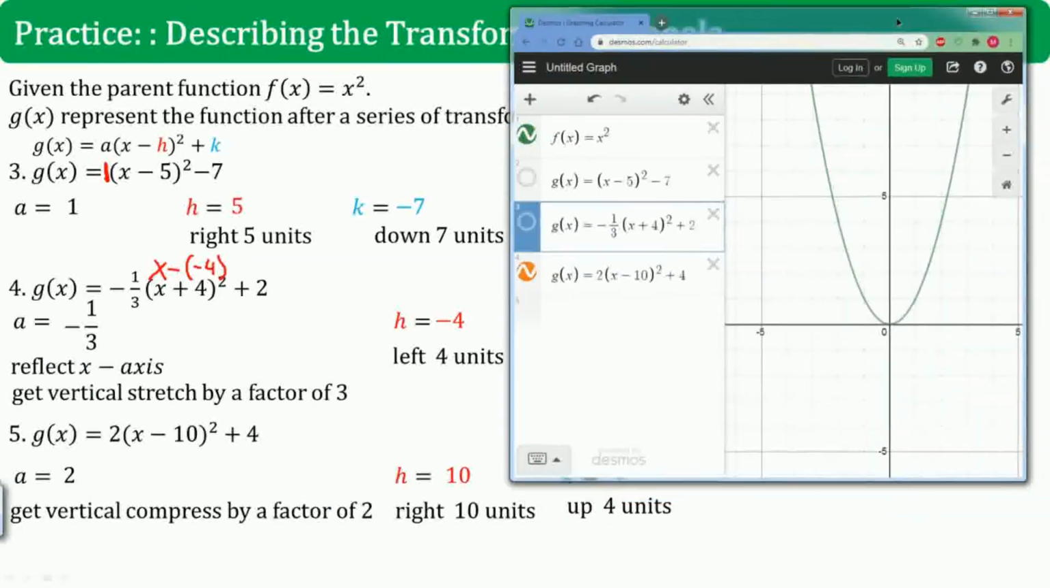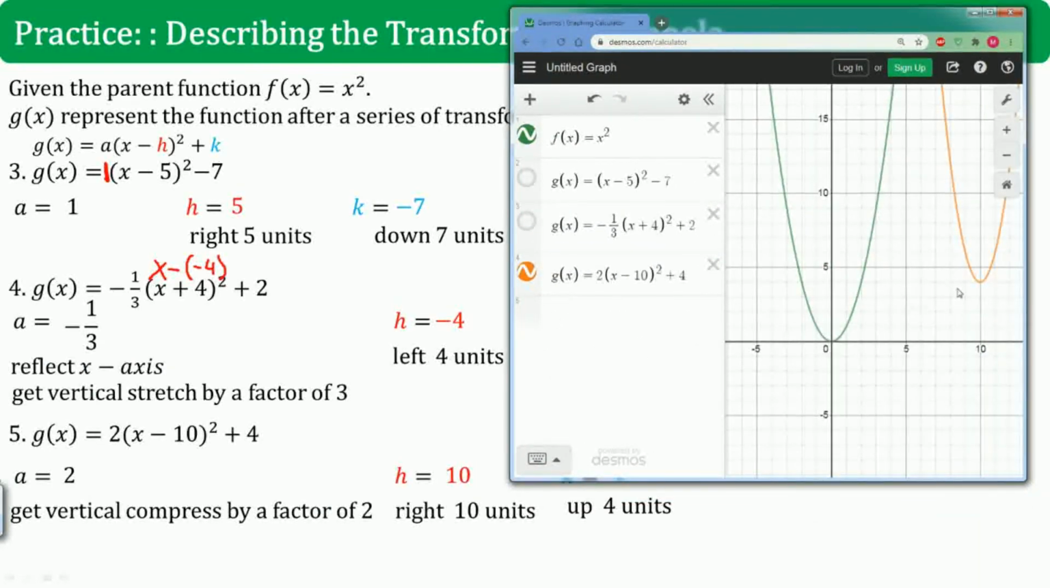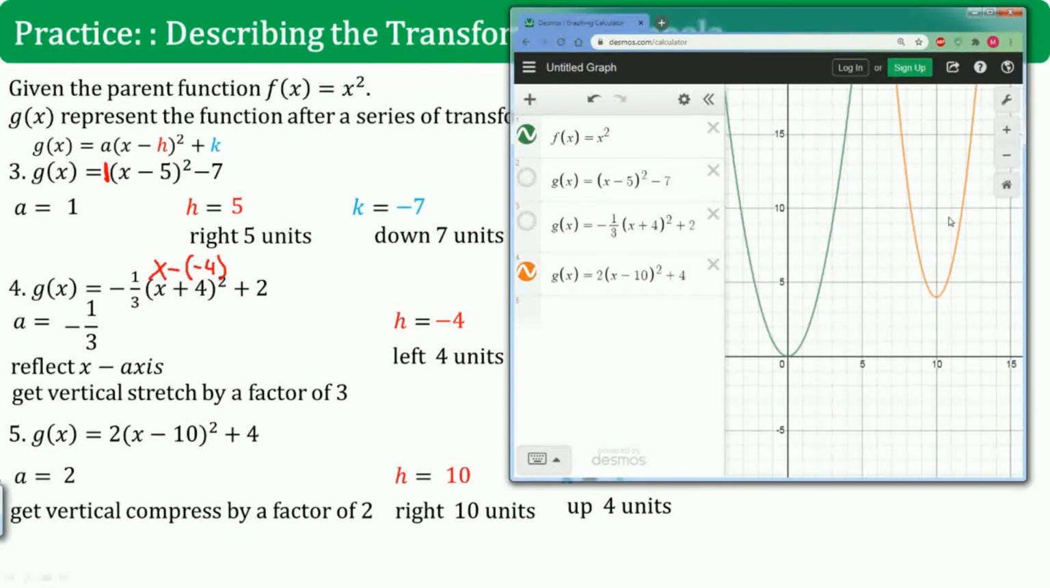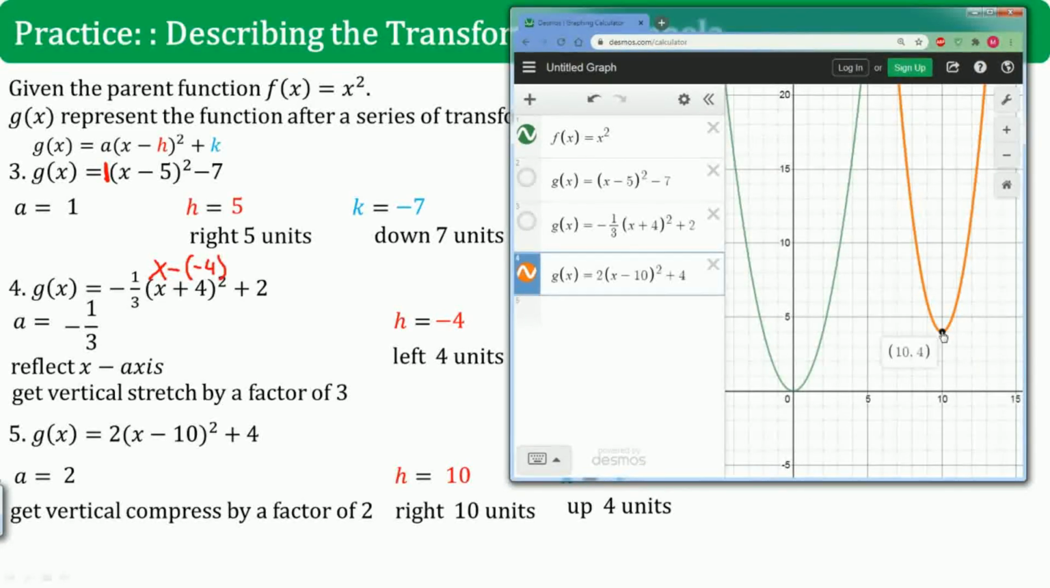Let's graph it. So it goes from green to orange, my parent to my new function. It got vertically compressed by a factor of 2, so notice it shrunk. h means it went to the right 10, and it went 4 units up. There you go.